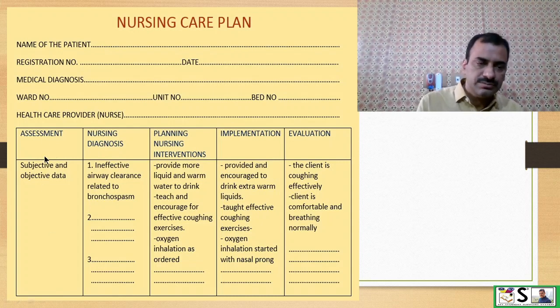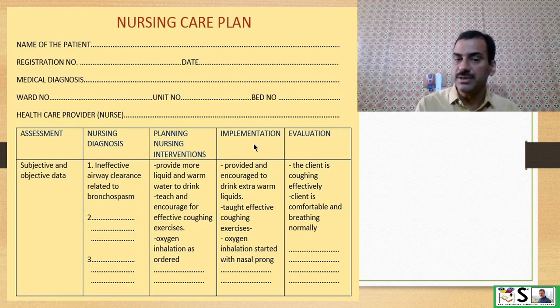In the first column, we will write heading assessment. Second column is for nursing diagnosis. Third column is for planning nursing intervention. Fourth column is implementation. And fifth column is evaluation. So before starting implementation, we make this care plan and complete the 3 columns.